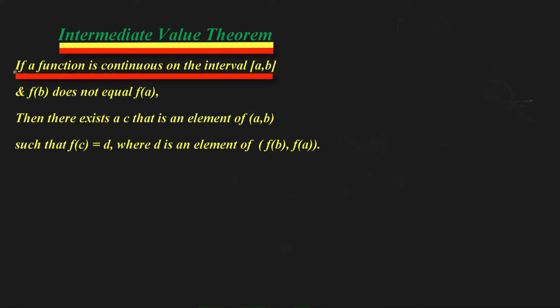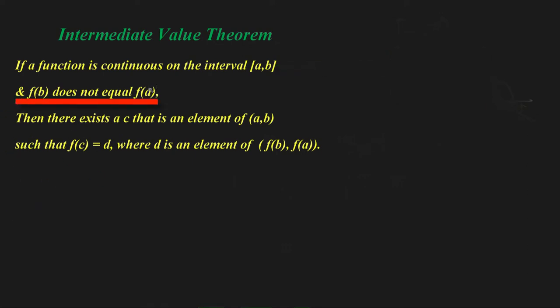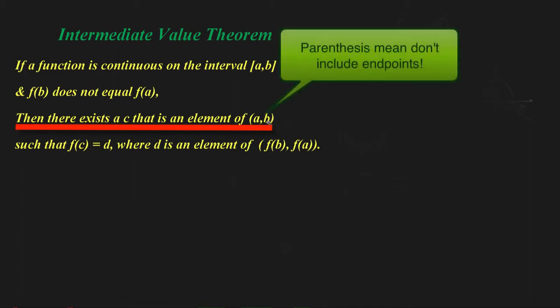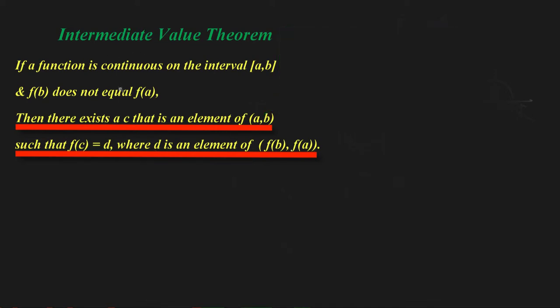If a function is continuous on the closed interval a to b, that's what the brackets indicate, is closed, and the y values corresponding to these x values don't equal, f of b does not equal f of a, then there's got to be some c value that's in between a and b, not including them, such that f of c equals d, where d is something in between their y values.